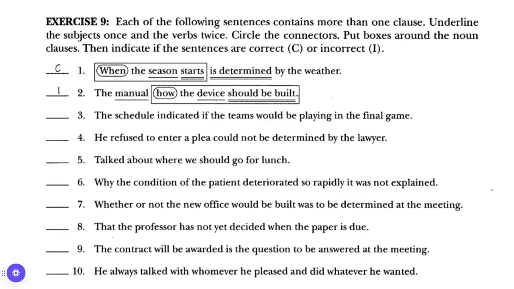Number 7, correct. Number 8, incorrect. There's a verb missing, which could be when the paper is due is certain. Number 9, incorrect. It is missing a connector. It could be when the contract will be awarded. And number 10 is correct.